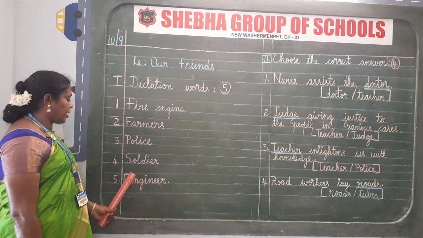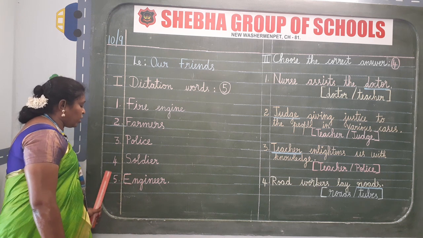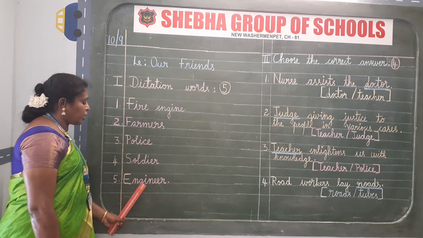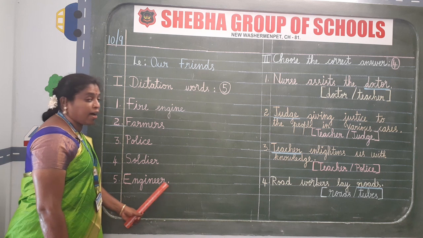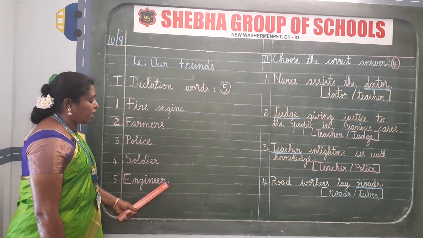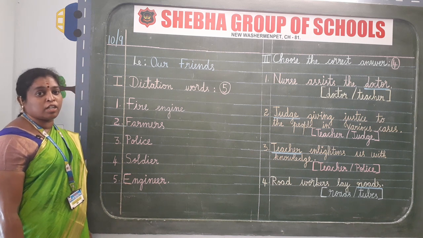Okay, children, the next word is engineer. Fifth word, inside the margin, engineer. E-N-G-I-N-E-E-R, engineer. Engineer is a person who helps to construct houses.